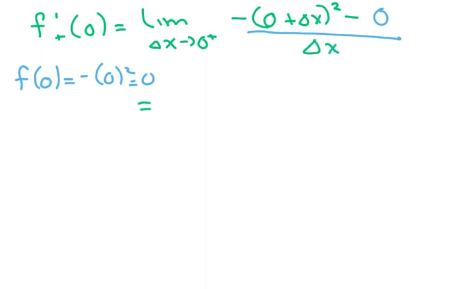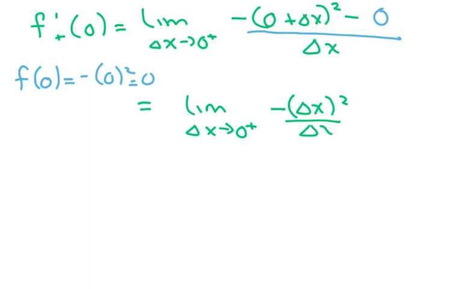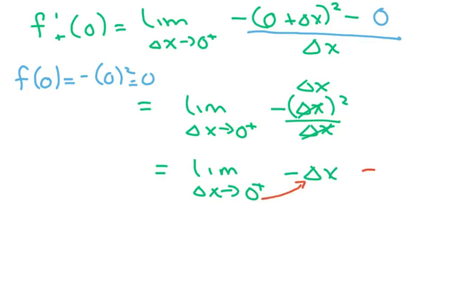And when you clean this up, we're going to get the limit as delta x approaches 0 of negative delta x squared over delta x. Simplifying, you're just going to get the limit as delta x approaches 0 from the right of negative, this goes into that 1 time, so you just have negative delta x left over. When you plug in 0 into that, you get 0.